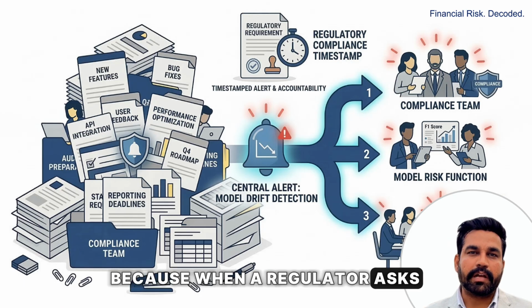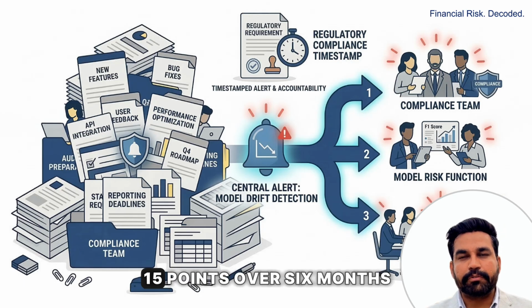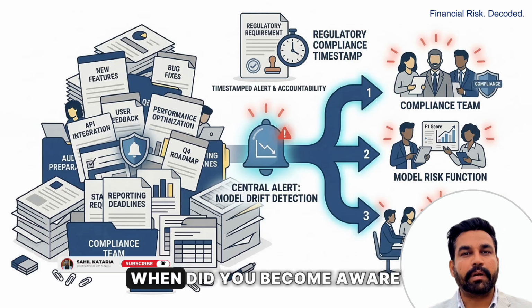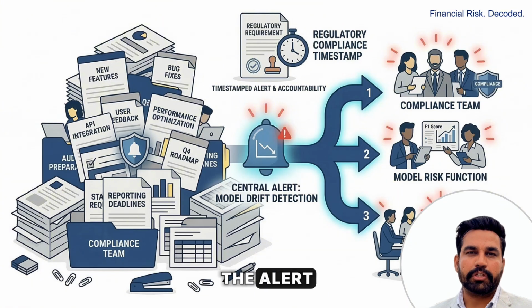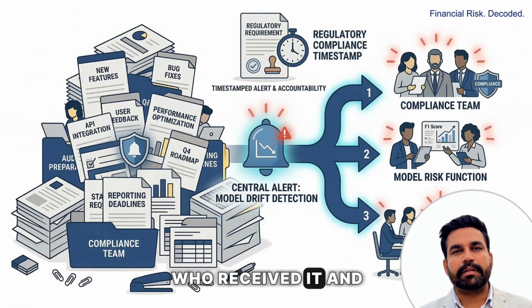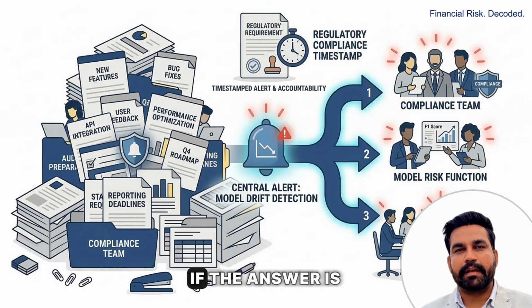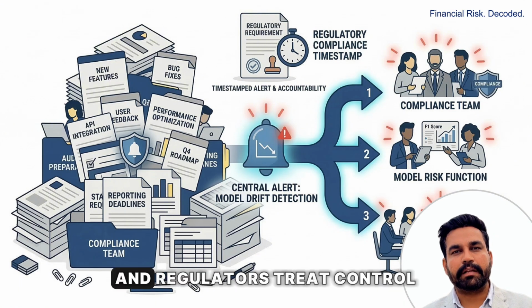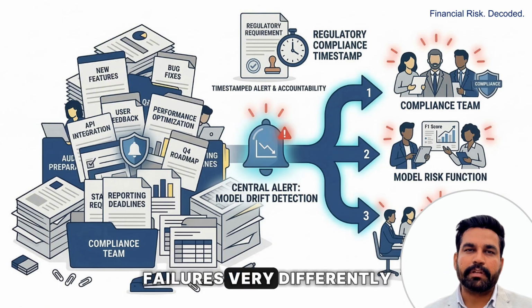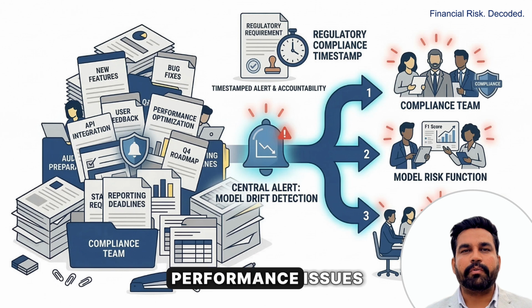Because when a regulator asks, your model's recall dropped 15 points over 6 months, when did you become aware? You need to have a timestamp. You need to show the alert. You need to show who received it and what action was taken. If the answer is, it went into a Jira ticket and sat there for 4 months, that's a control failure. And regulators treat control failures very differently than they treat model performance issues.